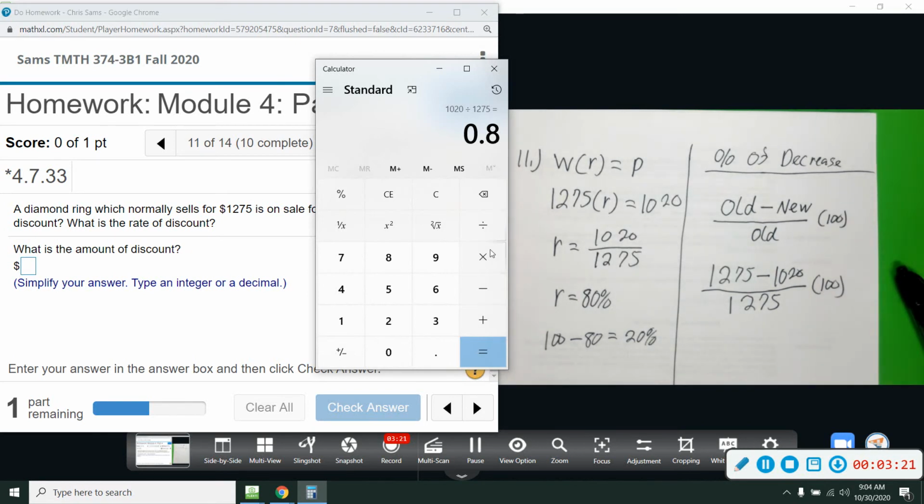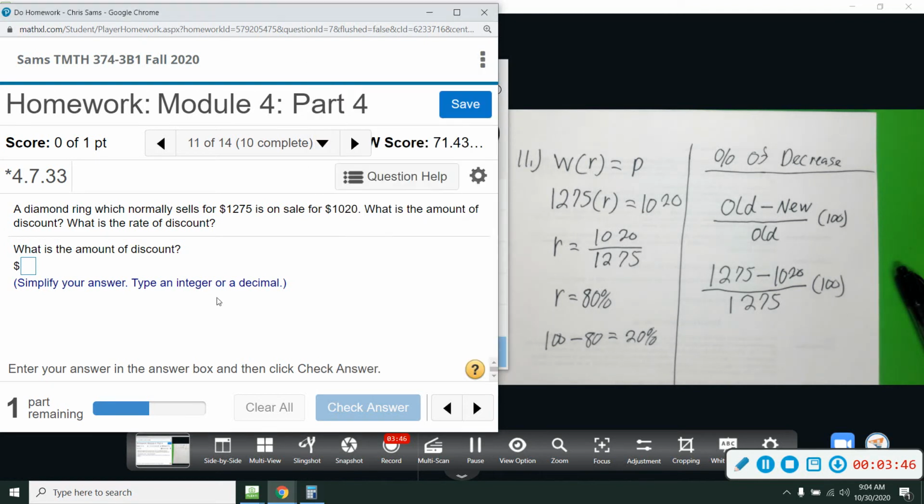So let me just show you doing all this. So I'm going to subtract the top first. So I'm going to do 1,275 minus 1,020. That gives us 255. And then divide this by 1,275. So that's the bottom part. And that gives you the 0.2. And if you do times 100, that gives you the 20%.